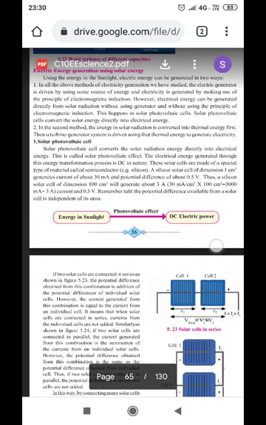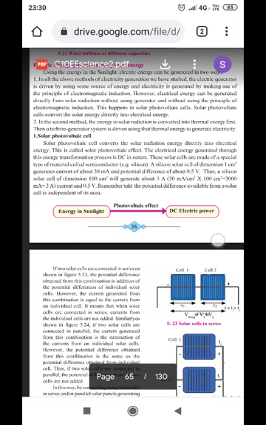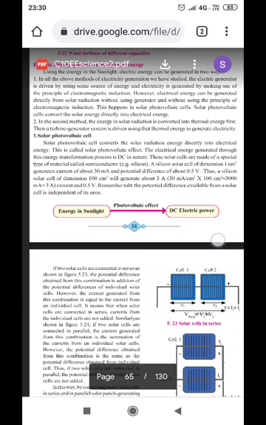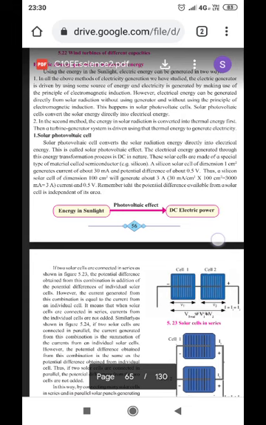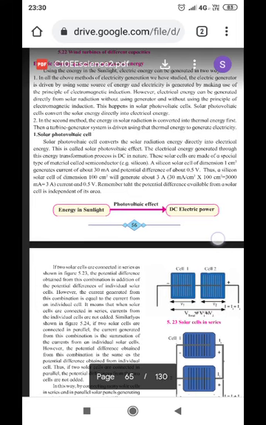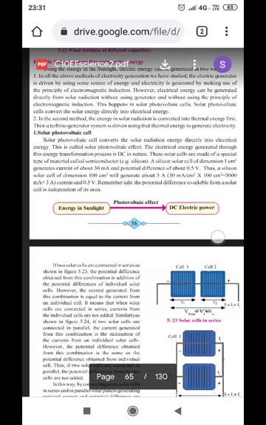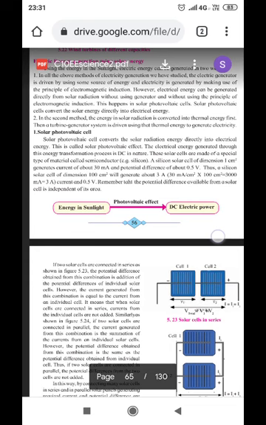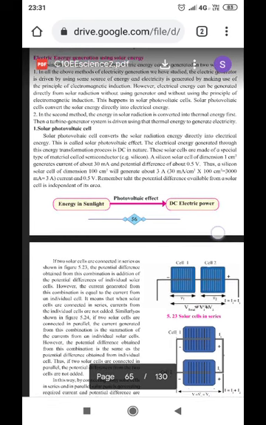Now, the solar photovoltaic cell. Solar photovoltaic cells convert the solar radiation directly into electric energy. Solar means sun, photo means we are using light energy, and therefore the term used is the solar photovoltaic effect. The electric energy produced through this energy transformation process is DC in nature, which means direct current. There are two types of current, direct current and alternating current. So in this we get direct current.